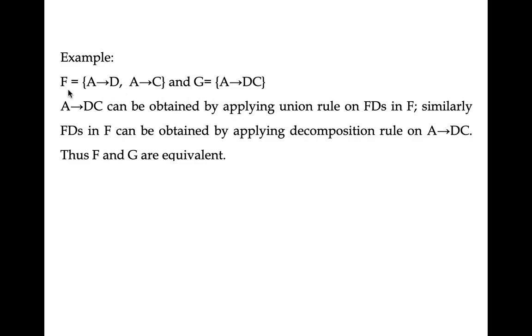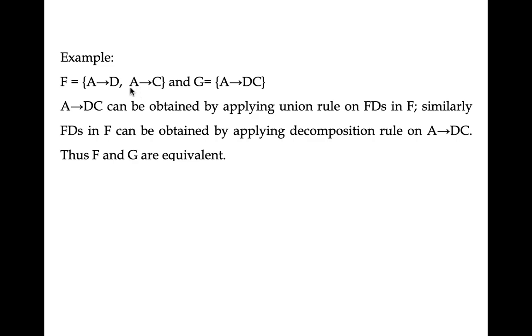Suppose you have two sets of functional dependencies. F consists of two dependencies, A gives D and A gives C. And you have another set, G, which consists of A gives DC. Now, we need to see whether F and G are equivalent. Equivalency here means: in G we have A gives DC, so can A gives DC be inferred from the dependencies in F? In F we have A gives D and A gives C. If we take the union of these two, which is one of the inference rules we had learned, we get A gives DC.